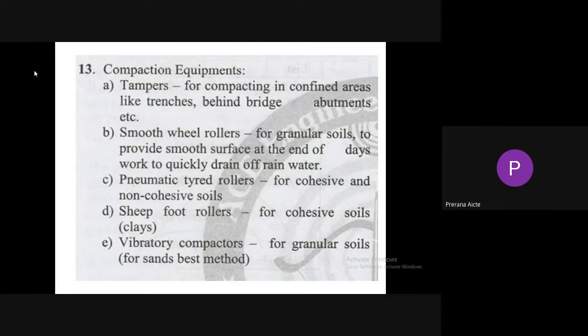Tampers. Tampers are used for compacting in confined areas like trenches, behind bridge abutments, etc.